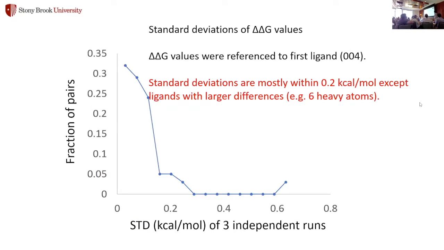Also, just to give you a sense of the uncertainty, or the standard deviation I got for each independent run: for a ligand pair, usually I got a standard deviation below 0.2, over 3 independent runs. I will consider this kind of standard deviation a safe one. There are a few over 0.2, just because these ligand pairs have a larger difference, maybe 6 heavy atoms.